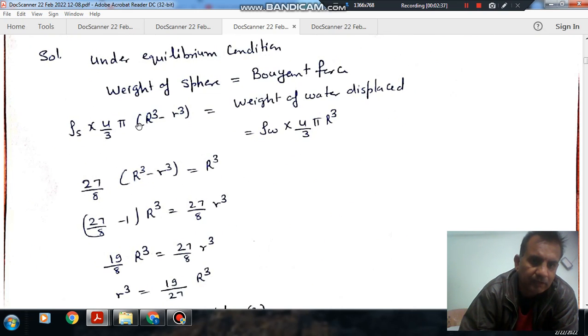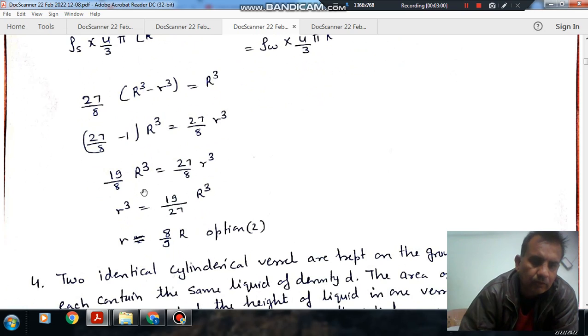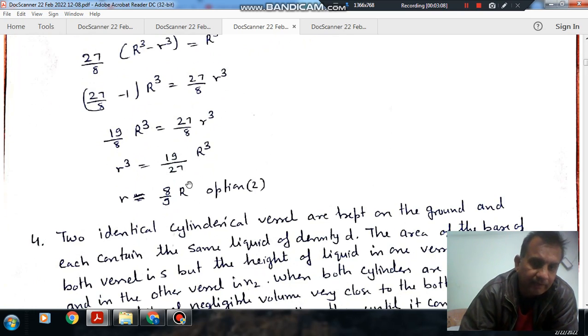Equating these two, we get rho s by rho w, which is given as 27 by 8. The 4 by 3 pi will cancel out, and there will be R cube minus small r cube equal to R cube. So that will be 27 by 8 minus 1 times R cube equal to 27 by 8 small r cube. Solving this, we get small r cube equal to 19 by 27 capital R cube.